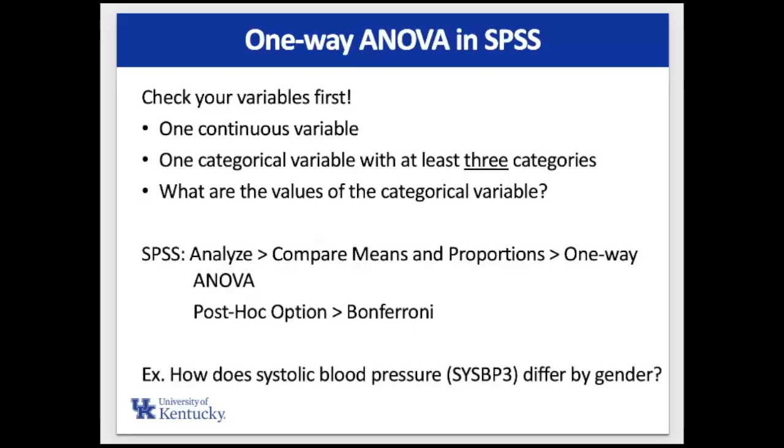Now that we have all of those conceptual things out of the way, let's go ahead and run an ANOVA in SPSS. So the first thing we need to do is check our variables, and we have one continuous variable, which is the blood pressure. We're going back to that original question down here: how does systolic blood pressure differ by gender? So just to reframe our thinking, we have our one continuous variable, which was systolic blood pressure, and we have one categorical variable with three different categories. So let's go ahead over to SPSS and run this.